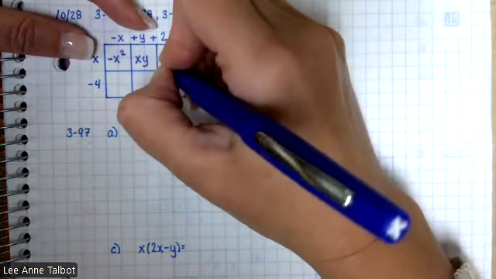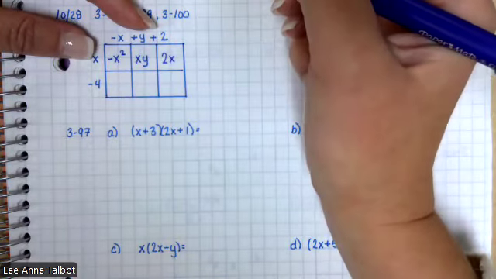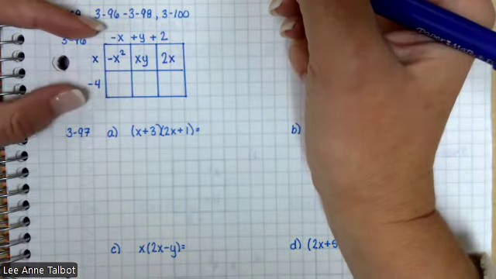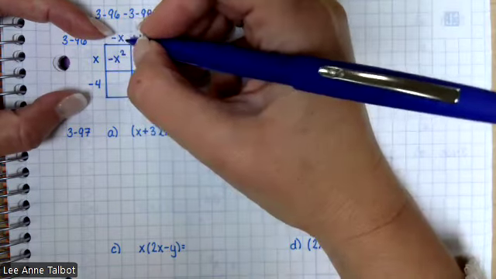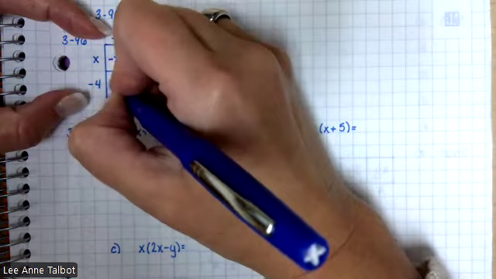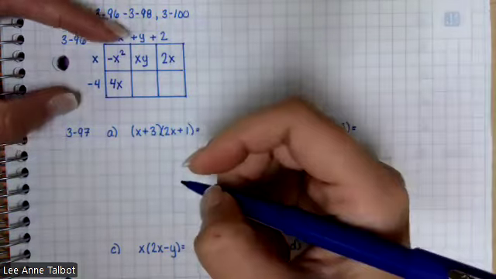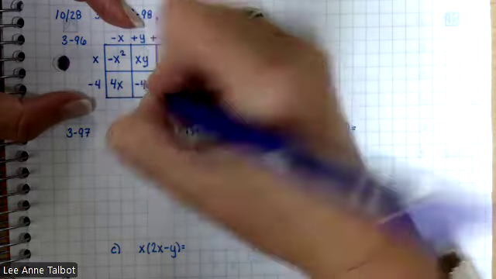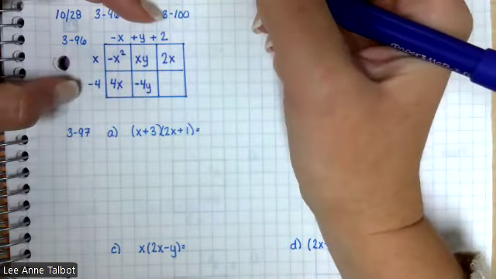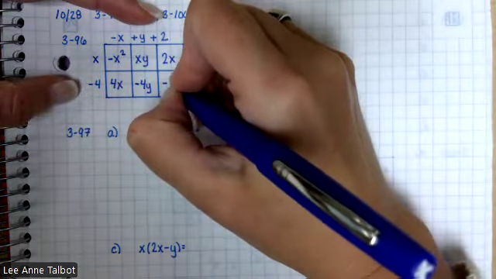2 times x is 2x. Okay, so now I move here. Negative 4 times negative x, make sure you put that's positive 4x. Negative 4 times y is negative 4y. And negative 4 times 2 is negative 8.